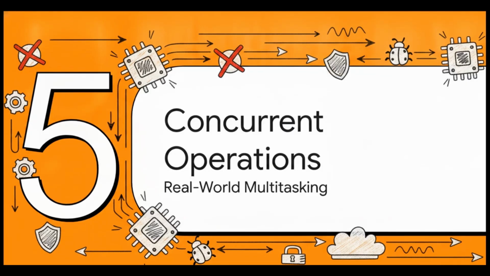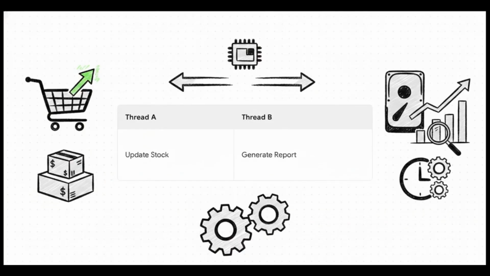Let's move to Section 5, Real-World Concurrent Operations. Let's see how this builds into the practical application from Task 11 of our source material. Imagine exactly how this functions concurrently. We have thread A, right? And it's dedicated solely to updating product stock. While that's happening, literally side by side, we have thread B, which is generating a huge data-rich inventory report.